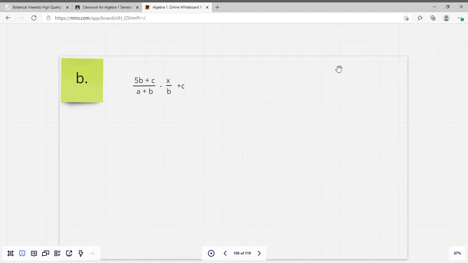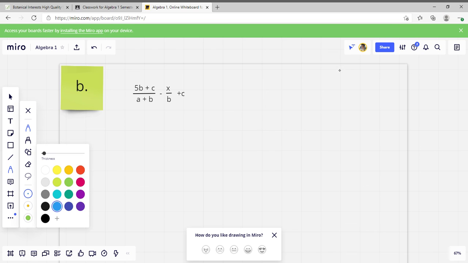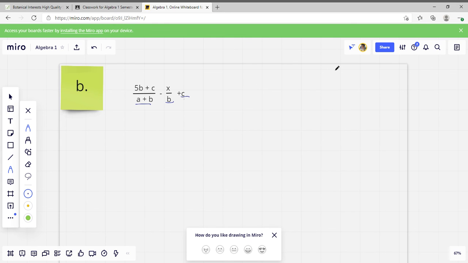B, we're basically doing the same thing. All right, so we're going to have to use a plus b, and then we're going to put this c with a 1 under it. So we're going to have b times a plus b. That's the new bottom for all of these.